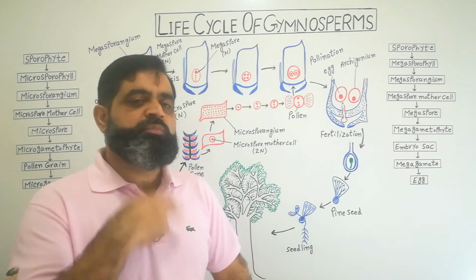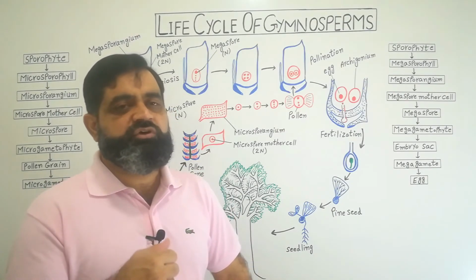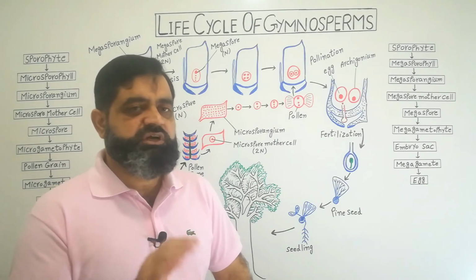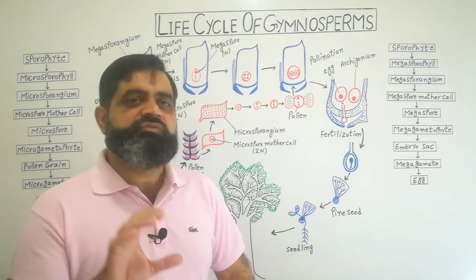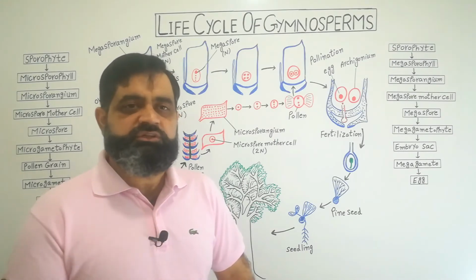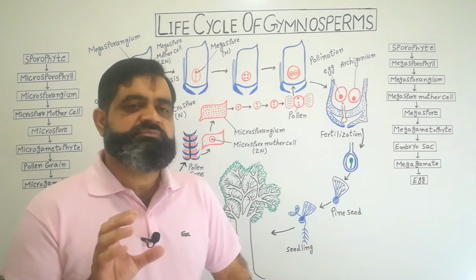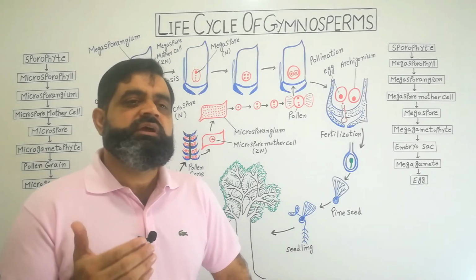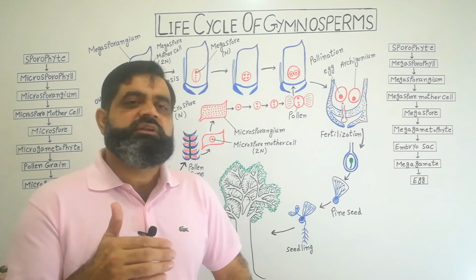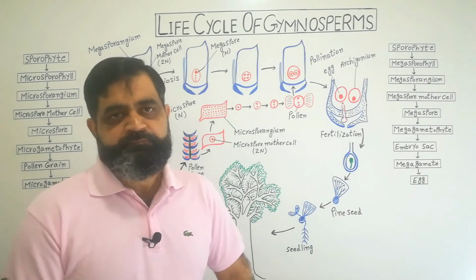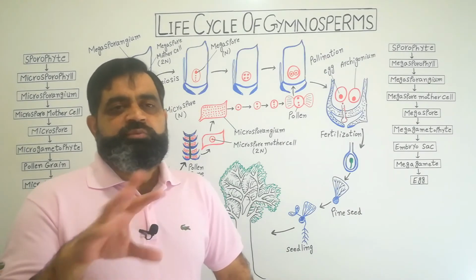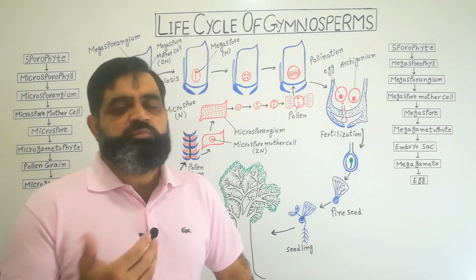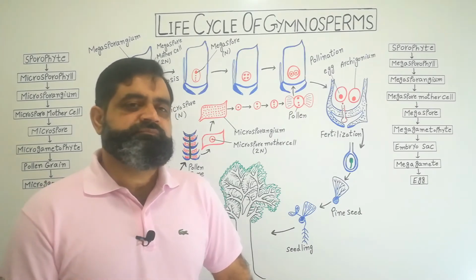Now this whole process of male gametophyte formation and female gametophyte formation takes around 15 months, like 1 year and 3 months. Usually this process starts in the spring of 1 year and is completed in the summer of the next year. When this whole process is completed, now it's time for pollination and fertilization.